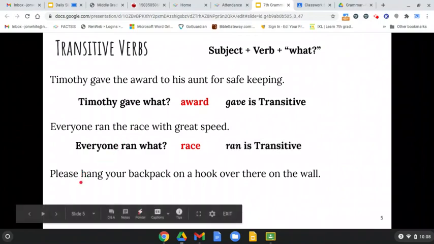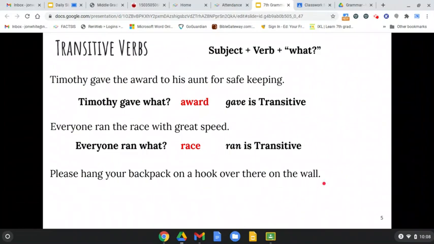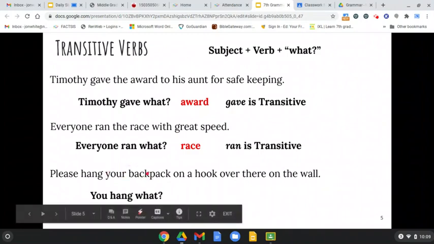And then how about this sentence? Please hang your backpack on the hook over there by the wall. What's the subject of that sentence? It's actually an understood you. Remember, with an imperative sentence, a command or a request, usually we have an understood you as the subject. So, you hang what? You hang backpack.